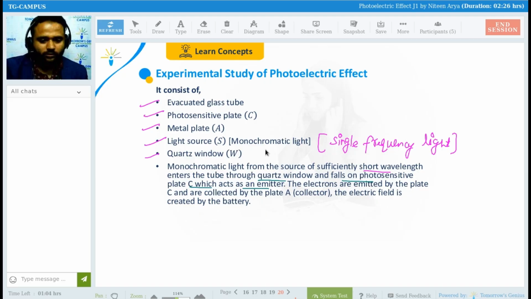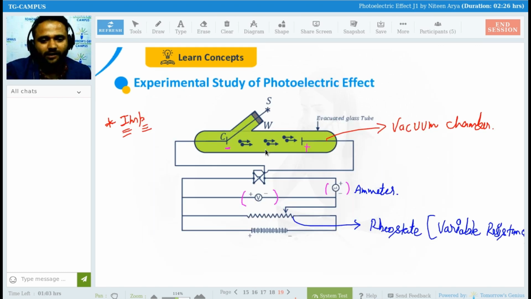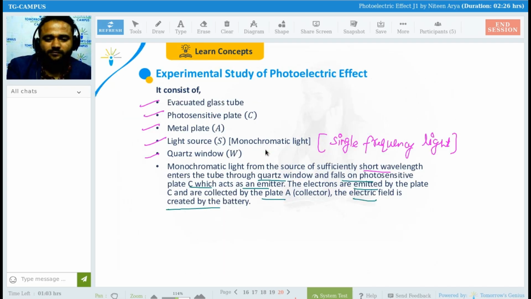Emitter means which is going to emit the electron. The electrons are emitted by the plate C and are collected by the plate A, the collector. The electric field is created by the battery. This battery creates the electric field between C, the emitter, and A, the acceptor or the collector plate. Is this clear, everyone?